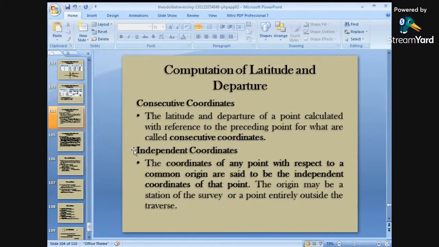Okay. If you are talking about independent coordinate, it is the coordinates of any point with respect to the common origin. So if you are taking a common origin and you are marking the points, and their coordinates, then that type of coordinate system is called your independent coordinate system.